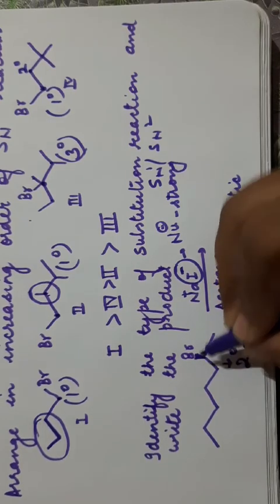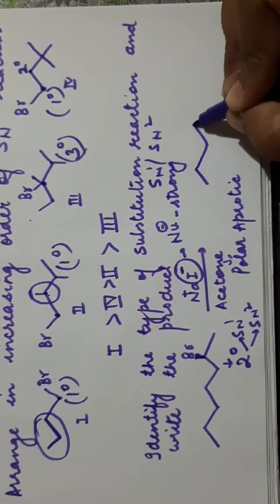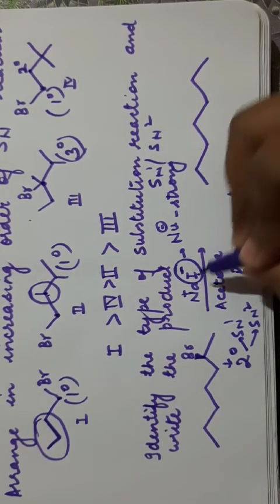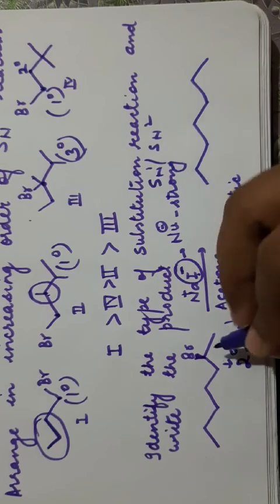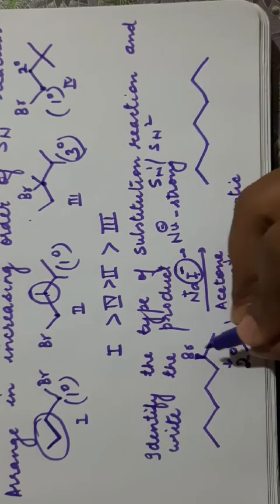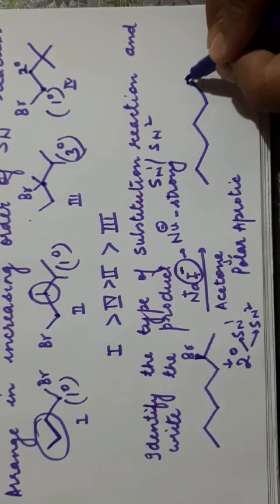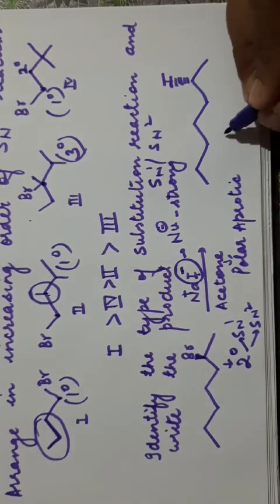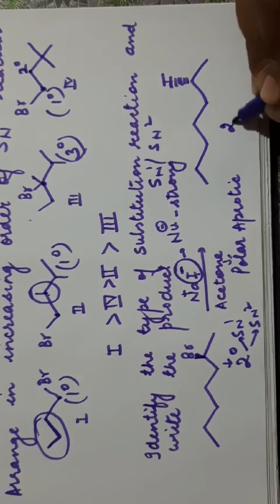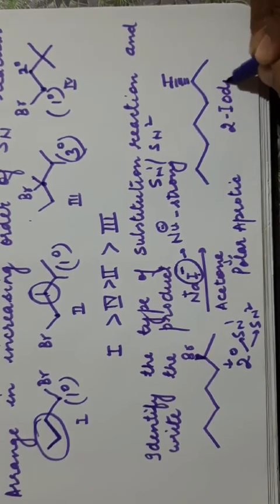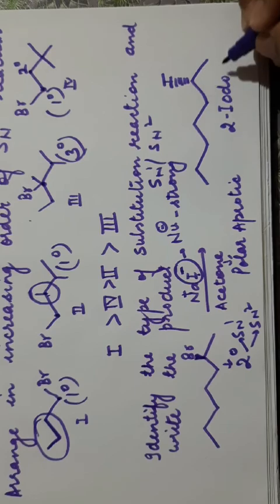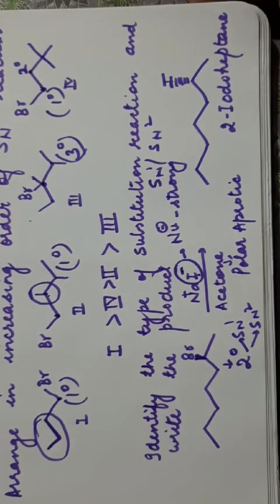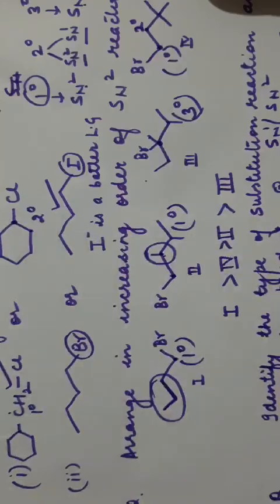Br is above the plane. So the product that is formed is where this Br will be replaced by I. That is, substitution will take place from the back side, from the bottom. Br is above the plane, and I minus will get attached from below the plane. So this will be the product formed. The name is 2-iodoheptane, with carbons 1, 2, 3, 4, 5, 6, 7. Clear? So this is the product formed in this reaction.